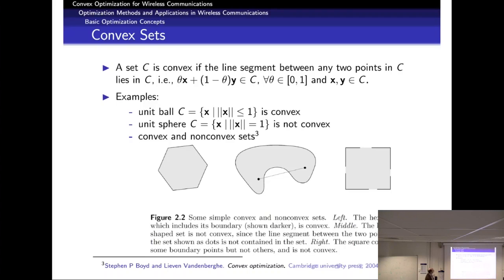So let's first look at the notion of convex sets. To understand a convex optimization problem, you need to understand the notion of convex set and convex function. So what is a convex set? It's something that is very easy to imagine qualitatively.